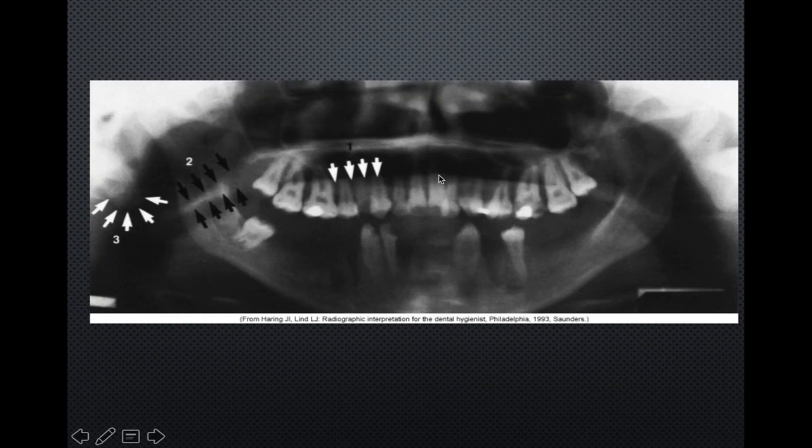In our last panoramic image, number 1 here is pointing to where the tongue would be. Number 2, that darker area, is where the soft palate or uvula would be. Number 3, you can see the outline of the ear here, that would be the soft tissue of the ear.